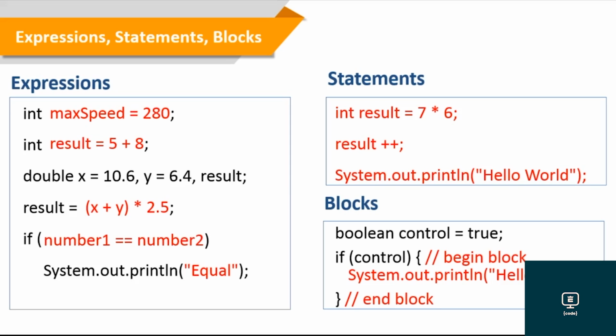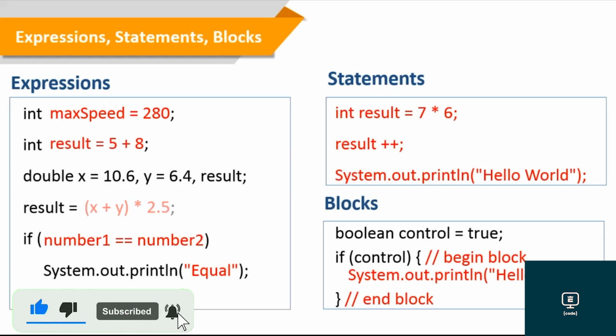Expressions consist of variables, as well as operators and method calls, and those evaluate to a single value. So you'll see some examples of expressions illustrated in red. So here, maxSpeed equals 280 is an expression that returns an int data type. Int is not part of the expression. So typically, except for the data type and semicolon, it forms an expression. result equals 5 plus 8 is an expression, and the result is now 13.